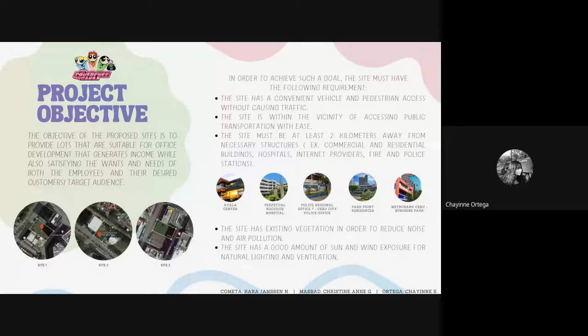So these are the requirements to achieve this goal. The site has convenient vehicle and pedestrian access without causing traffic. The site is within the vicinity of public transportation, with easy access. The site must be at least 2 kilometers away from necessary structures like hospitals and fire stations. The site has existing vegetation in order to reduce noise and air pollution. And lastly, the site has a good amount of sun and wind exposure for natural lighting and ventilation. Next slide, please.